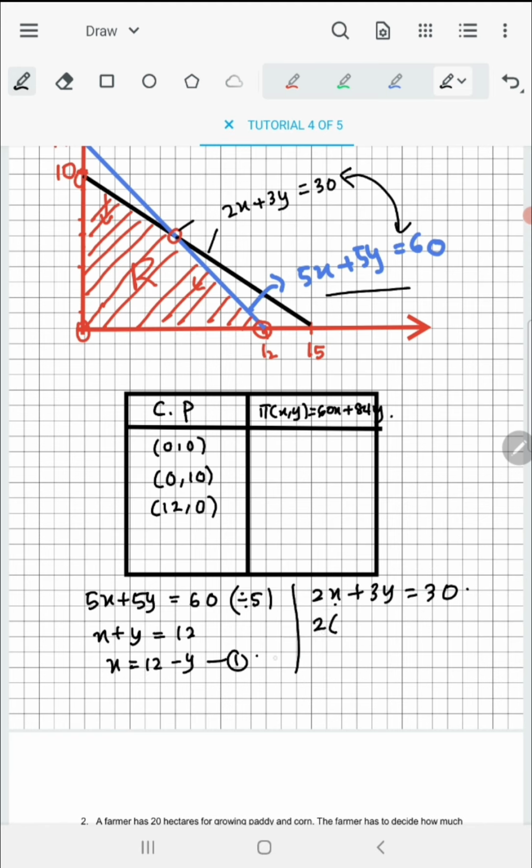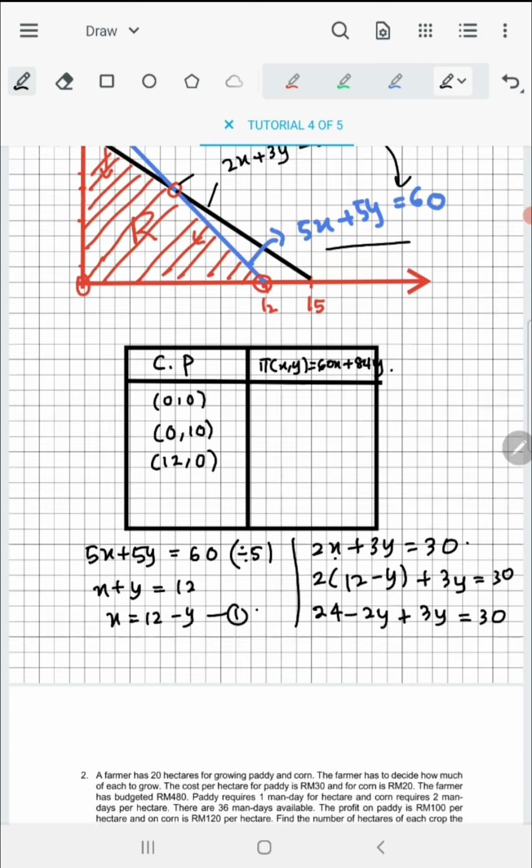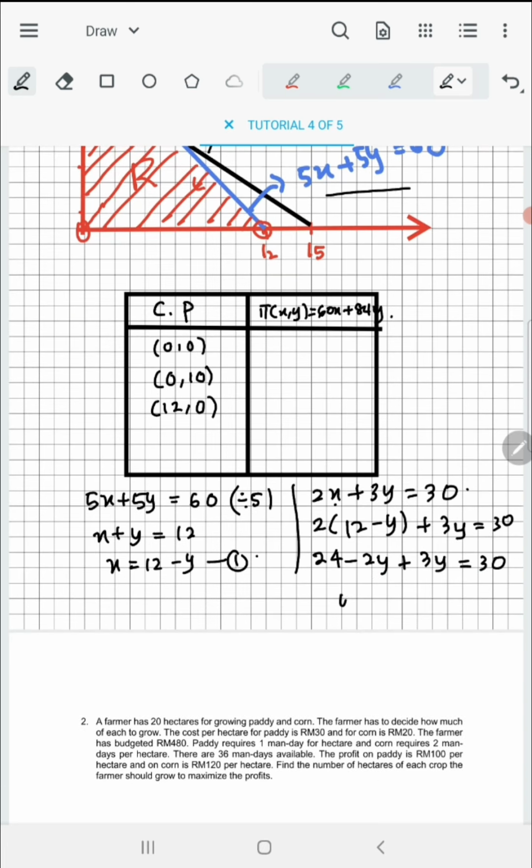So 12 minus y, all that plus 3y, equals to 30. Okay, and then you expand, so we got 24 minus 2y plus 3y equals to 30, and then we got y equals to 30 minus 24, which is equal to 6. So x equals to 12 minus 6, equals to 6 as well.